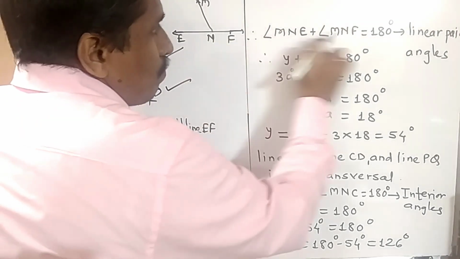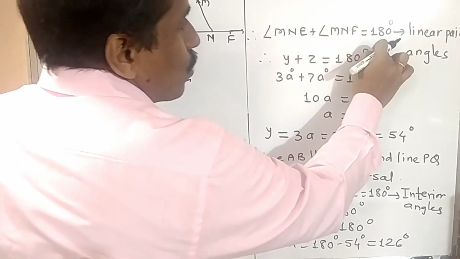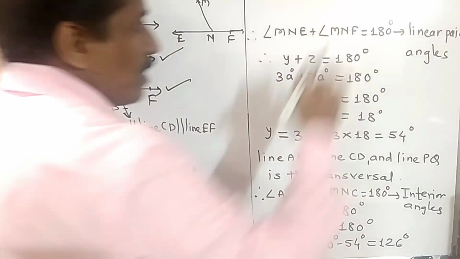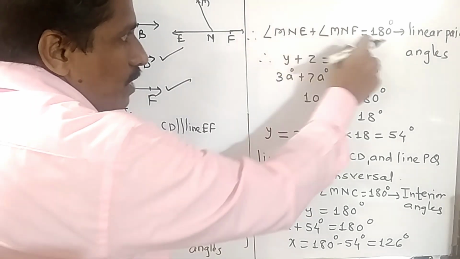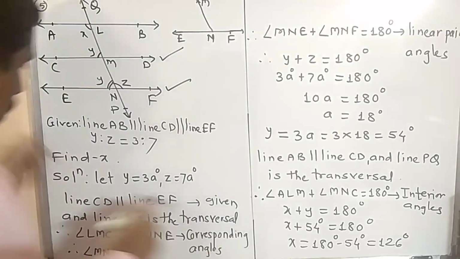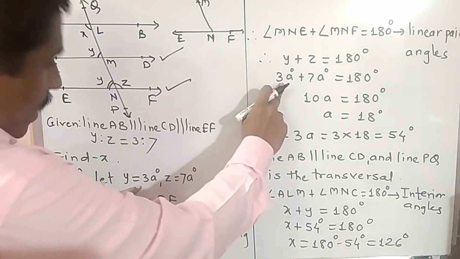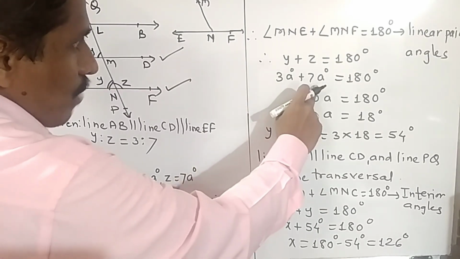Angle MNE plus angle MNF is equal to 180 degrees. Linear pair angles are supplementary. Substituting values, this is Y, this one is Z. Y plus Z is equal to 180. But we know that Y is equal to 3A degrees, Z is equal to 7A degrees.